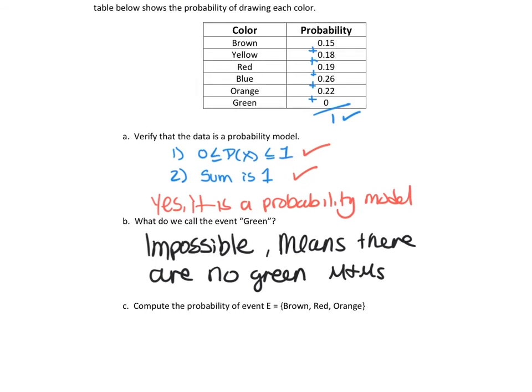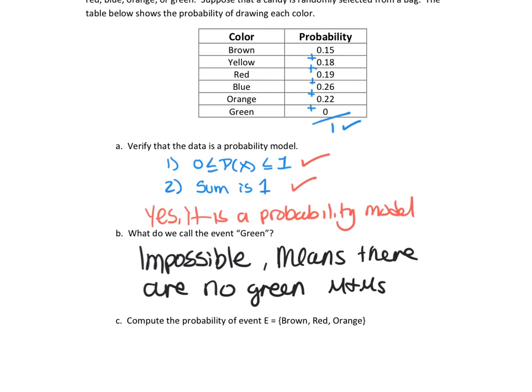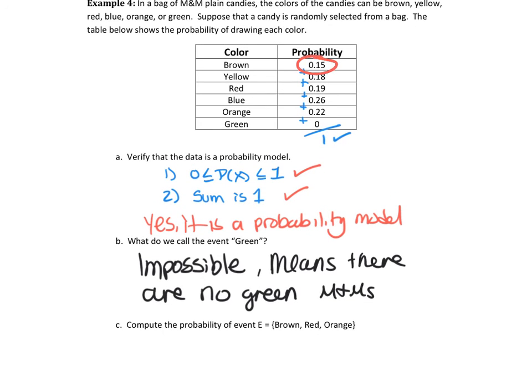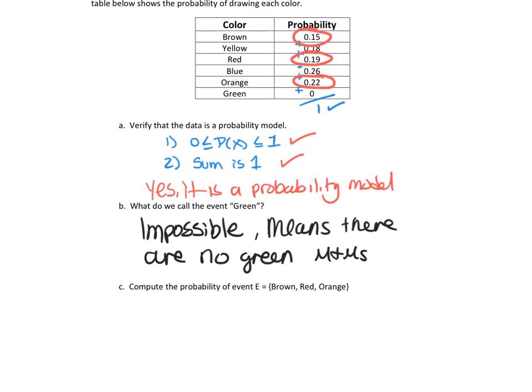Okay. So this last one, letter C, computing the probability when I'm already giving you a probability model that has each individual probability calculated. It's pretty straightforward. You just have to pick out the specific events that we want and add them together. So the probability of event E, drawing a brown, a red, or an orange M&M, just means you would take those 3 probabilities, 0.15 plus 0.19 plus 0.22, and add them together. What do we get when we add those? 0.56, I think.